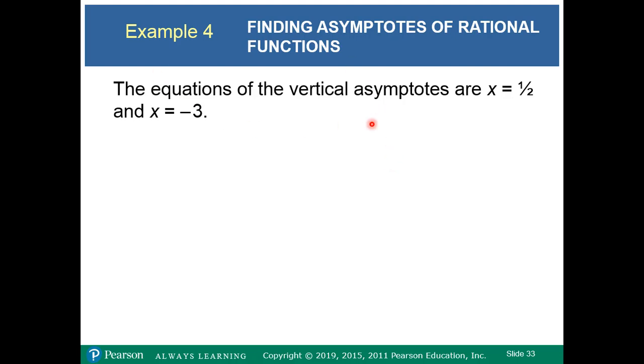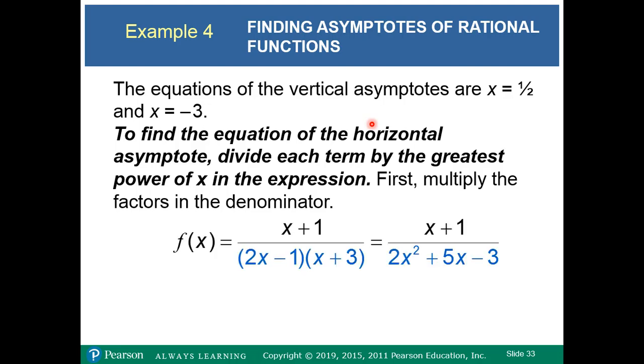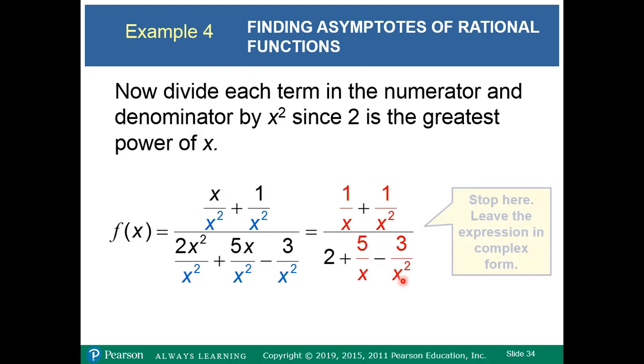Okay, so this is what we got before. Now to find the equation of the horizontal asymptote, we're going to divide each term by the greatest power of x in the expression. So this is another method. Remember, if you use the shortcut, if the degree on the top is less than the degree on the bottom, then we know there has to be a horizontal asymptote at the x-axis. But we can also find out by dividing. So we change it into this form. We divide each term by the greatest power of x in the expression, that's the key. The largest power of x is x squared. So if we divide everything by x squared, we get this.